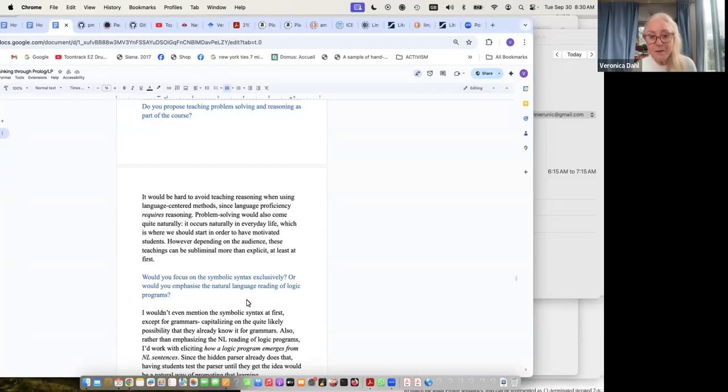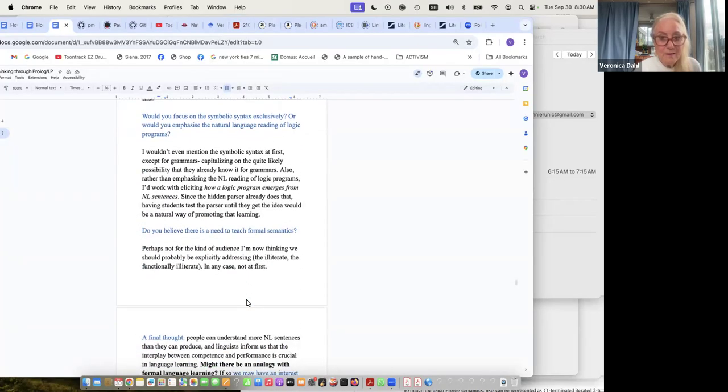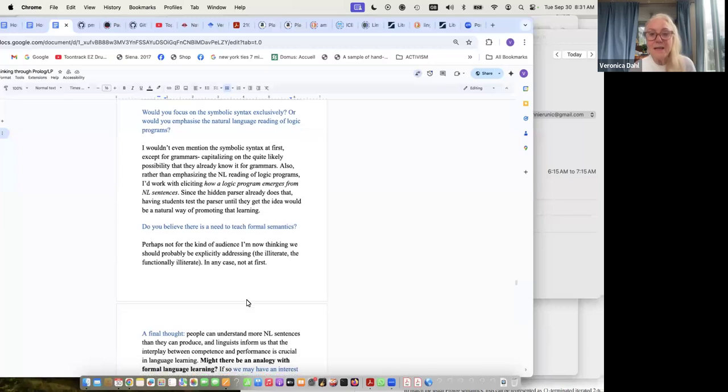However, depending on the audience, of course, these teachings can be subliminal, more explicit at the beginning, and then maybe more precise later. Would I focus on the symbolic syntax exclusively, or would I emphasize the natural language reading of logic programs? Well, personally, I won't even mention the symbolic syntax at first, except for grammars, the syntax of grammars. You write a grammar by saying left-hand side, little arrow, right-hand side, etc., so that they can read the grammars.